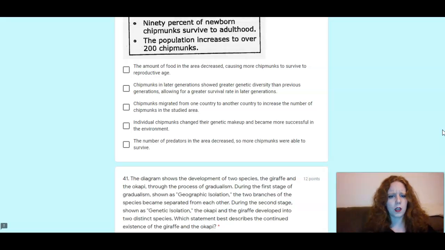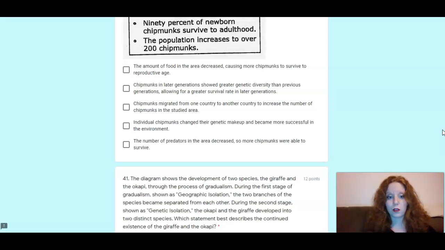Next answer choice. Individual chipmunks changed their genetic makeup and became more successful in the environment. If we could change our genetic makeup at will, plastic surgery, number one, would not be a thing. Sickness, to an extent, would probably not be a thing either. And, well, no, that's not how chipmunks work. That's not how genetics works. We don't just get to say, okay, I changed my DNA.